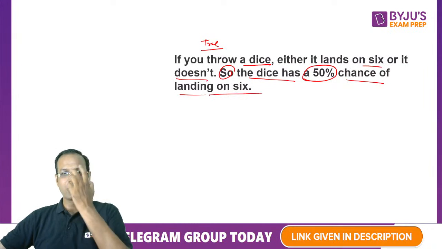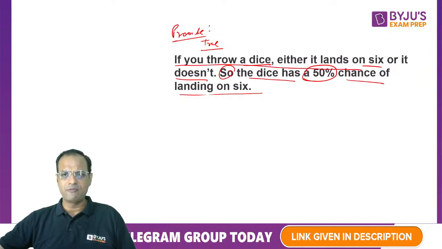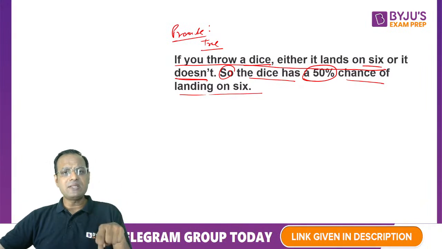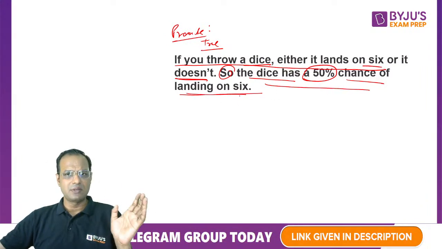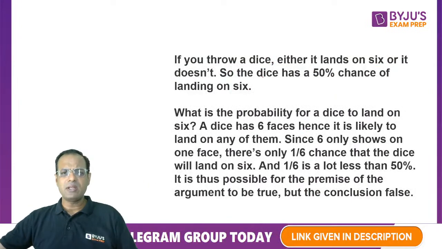Now, is this argument valid or not? I said the premises are going to be valid. What is the premise? This is a premise, and we actually agree to what is being said. But can the conclusion be true? Does the conclusion make any sense? There's a 50% chance of the dice landing on 6. Now let's consider, it's a question on probability.